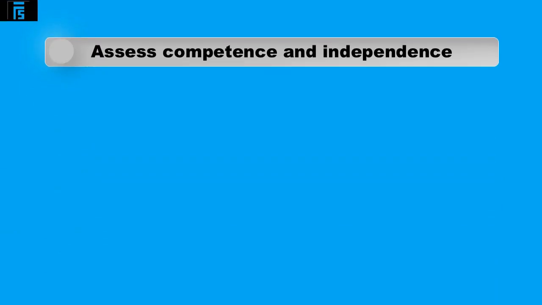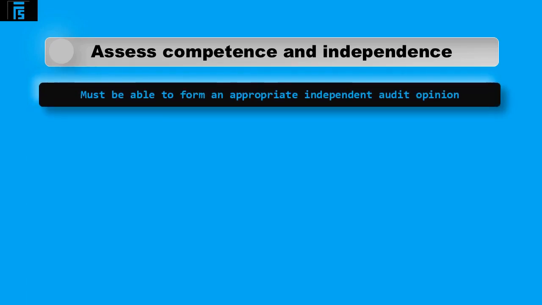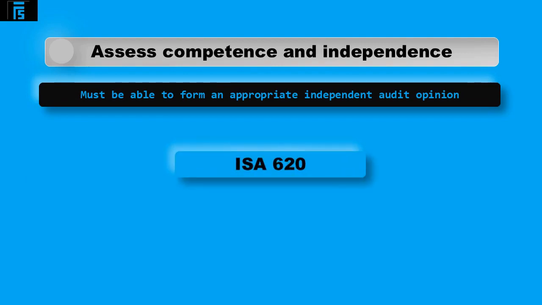When an auditor uses their own expert, they must assess their competence and independence from the client. If they're going to rely on their work, they need to ensure they will still be able to form an appropriate independent auditor opinion overall. ISA 620 states that the auditor is to ensure that they obtain sufficient appropriate evidence from the expert so they can provide reasonable assurance on the client's financial statements.